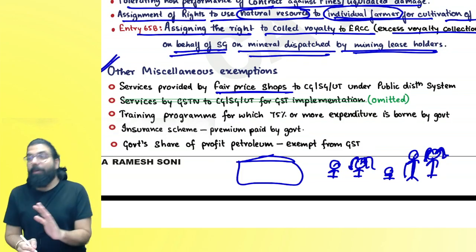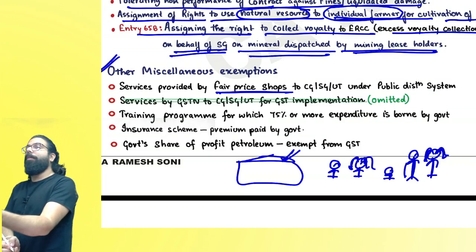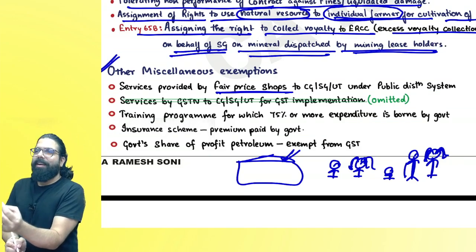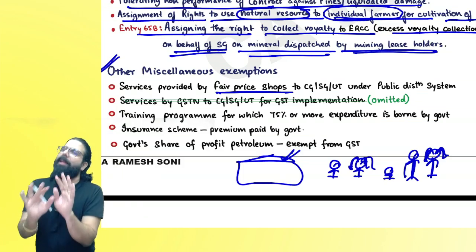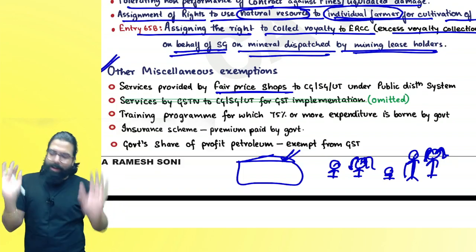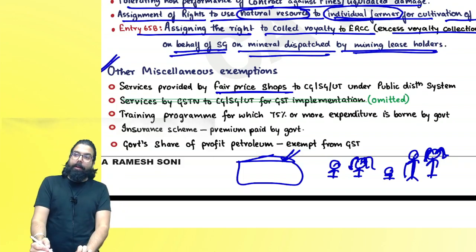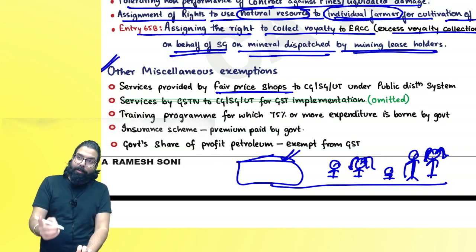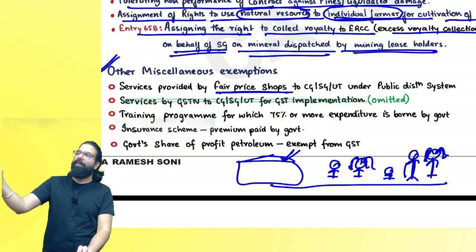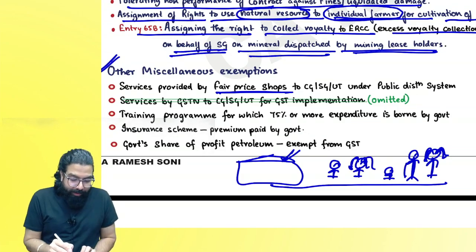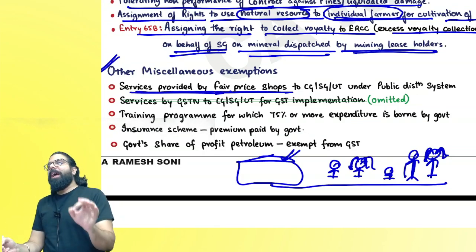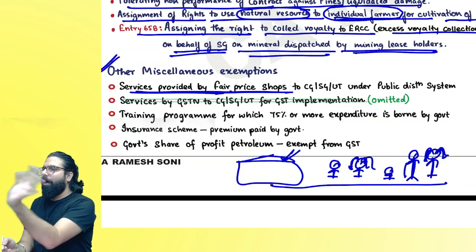Now, the Rashanwala shop, they are distributing rice, dal, etc. They will charge some commission to the government because they are doing it on behalf of the government. On their commission, they will not charge any GST. Done, everyone? Next. Sir, remember in the exam, these drawings and all, you remember. Services provided by the Fair Price Shop. You understood? Rashanwala's commission, no GST.